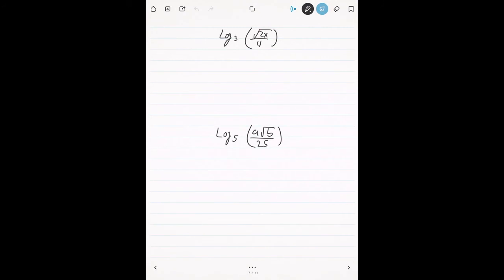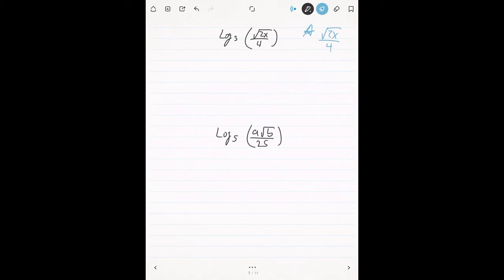Now let's take a look at these problems. Only thing different here is I've started including radical expressions in some of the numerators and denominators. So again, start by identifying what your argument is. Root 2x over 4. That's a square root of 2x, by the way.